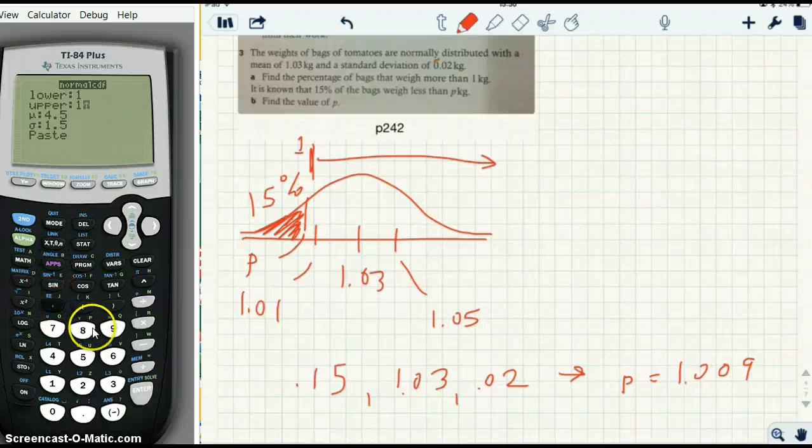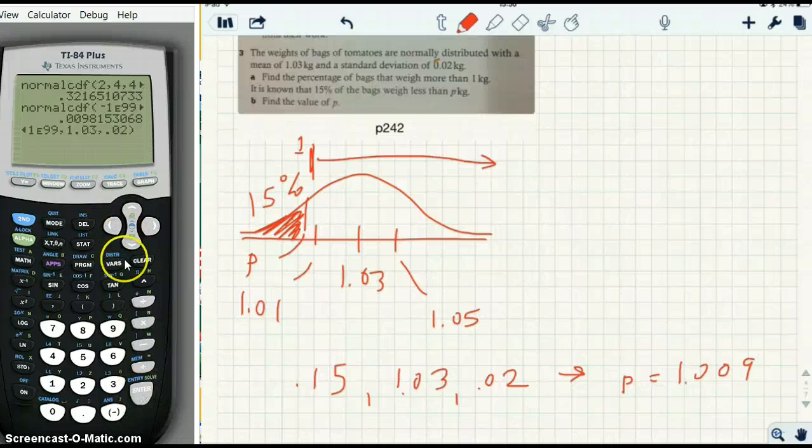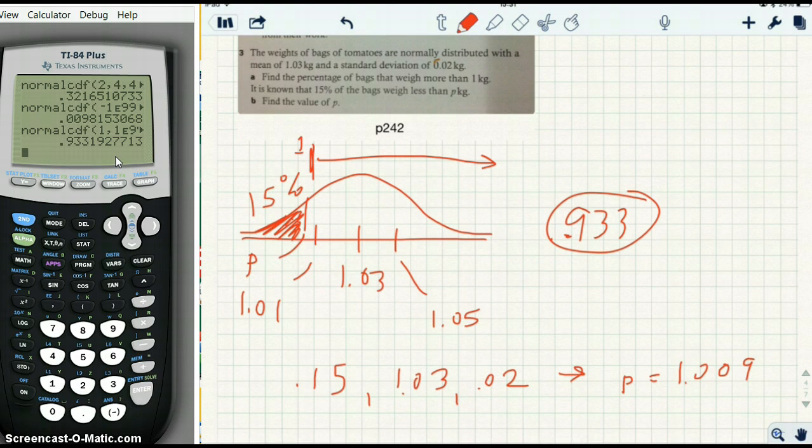1 EE 99, and this time we're using a different distribution, so we can't just leave the same values as last time. We need to put the new mean, which is 1.03, and the new standard deviation, which is 0.02, and then we paste, and the answer is 0.933. Okay, so part A, the answer is 0.933, and for the percentage, we multiply by 100. 93.3% is the percentage.